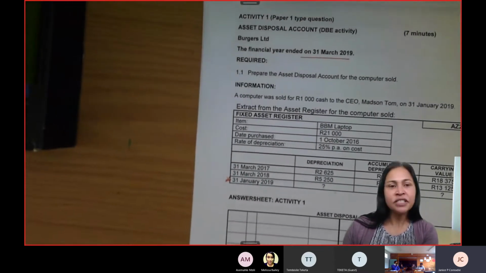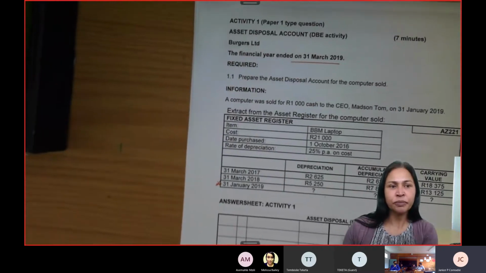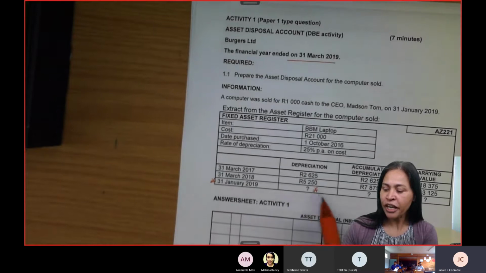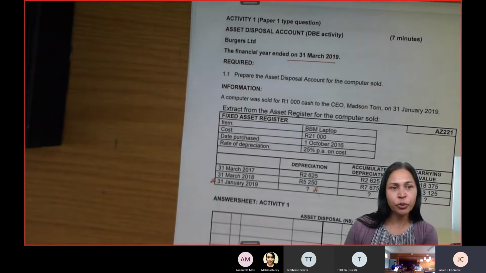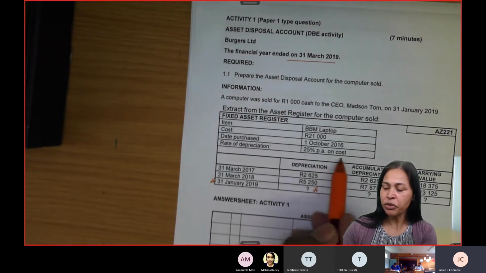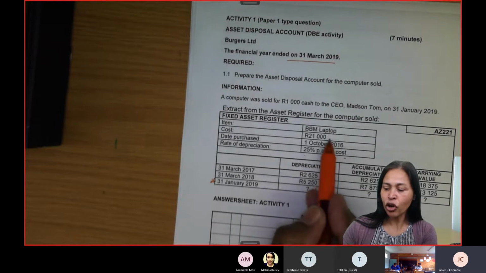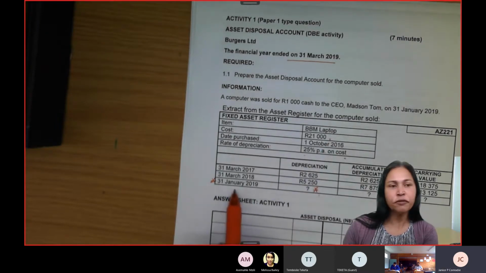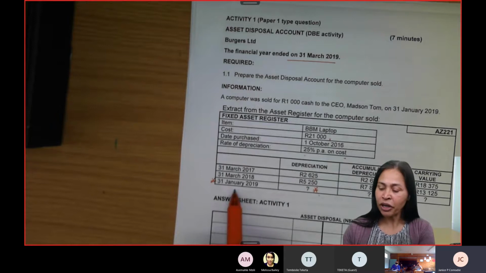Now, for now, let's first leave the asset disposal account. You have to determine the depreciation for me as on the 31st of January 2019. So please again, look at the information. The method of depreciation, 25% on cost. The cost is 21,000. The date of disposal was the 31st of January. So I'm going to give you a minute to complete that one. And then I want some feedback on that so that we can see if we're on the right path for that one.